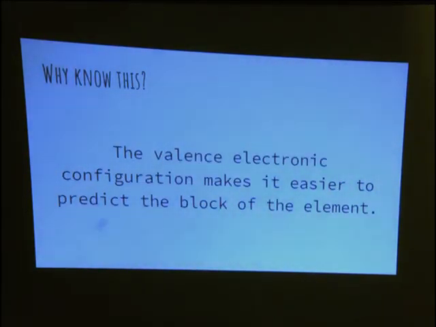Okay, now why know this? Why do you have to know the electronic configuration of the outermost shell? This makes it very easy for you to figure out or predict the block of the element. If you know the valence shell configuration of the particular block, you can easily predict the block of the particular element.